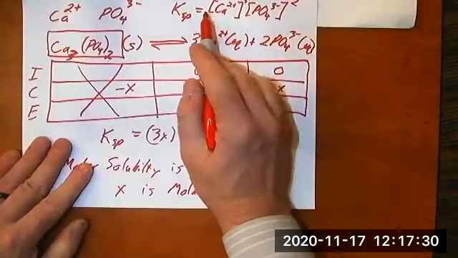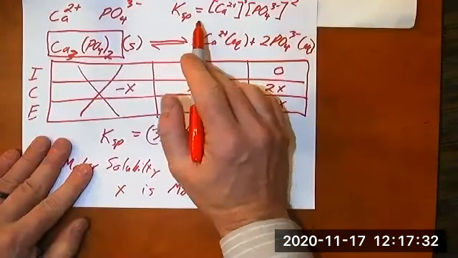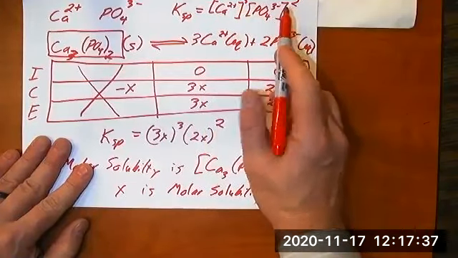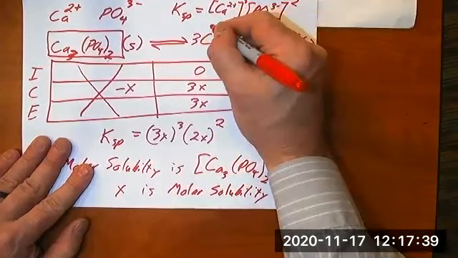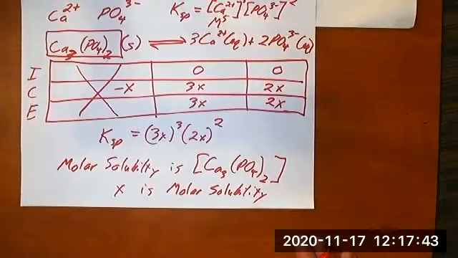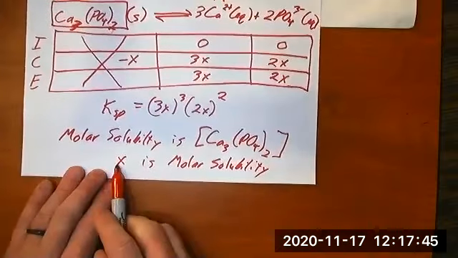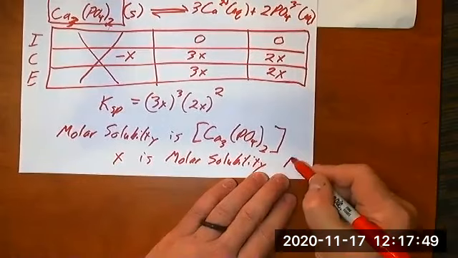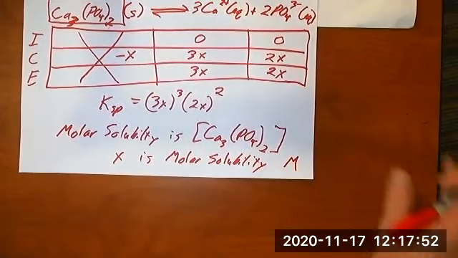And let's look at the units that we have on the KSP up here. If it is a concentration cubed times a concentration squared, our units here are going to be molar to the 5th, right? Here, the molar solubility is just molar, just M.